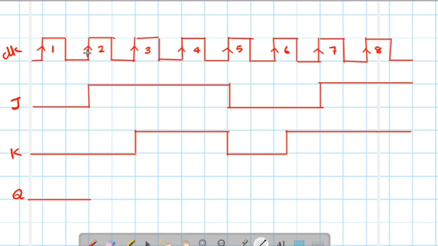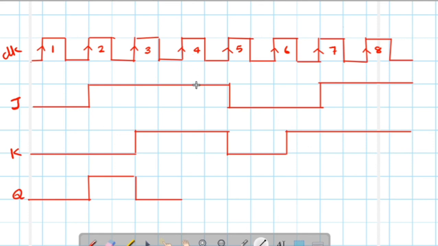And during the second clock pulse, at the positive edge of the second clock pulse, J is equal to 1 and K is equal to 0, so output goes to 1 for the second clock pulse. And at the positive edge of the third clock pulse, J and K are equal to 1, so it toggles, okay, so it goes to 0 for the third clock pulse.